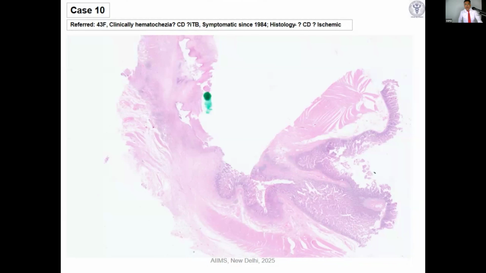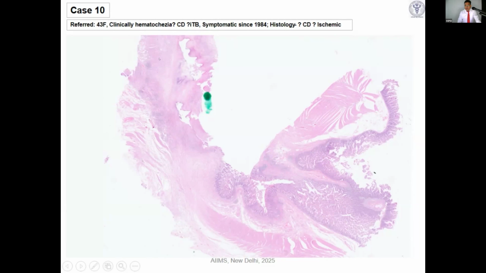This is possibly the last example. This is a 43-year-old female, and it was a referred case. She presented with recurrent hematochezia. The diagnosis was revolving around Crohn's and ITB. She was symptomatic since 2 to 3 years of her life. She is 43 now, and it came from 2 hospitals where it was identified as Crohn's disease. And in our hospital also, one of our assistant professors thought it was Crohn's disease.